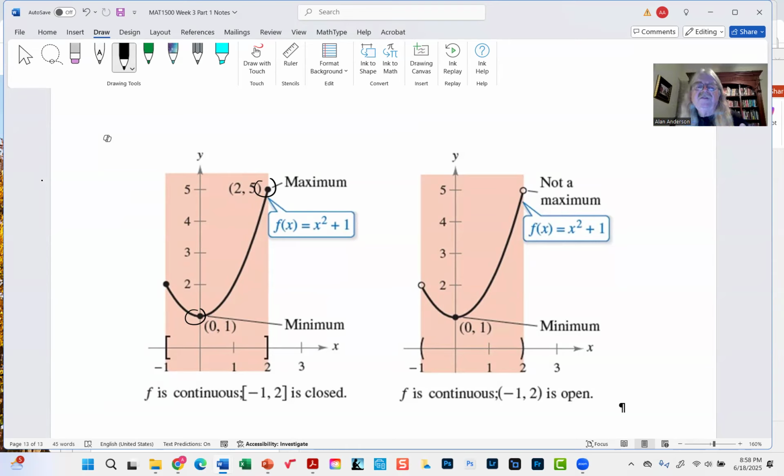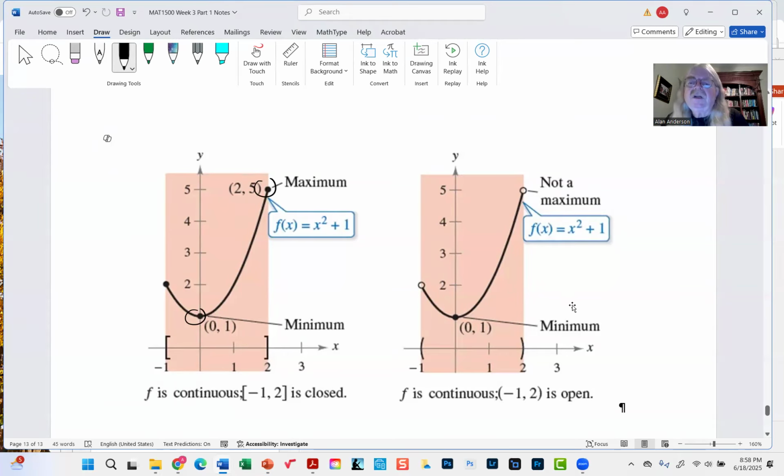The one on the left, if you notice, is closed. It's defined with the square brackets, meaning it includes both -1 and +2. On the right, that's not the case. It's an open interval, which means it doesn't include either -1 or +2. So that changes the results. And we're going to see how that works when we get more deeply into chapter 3.